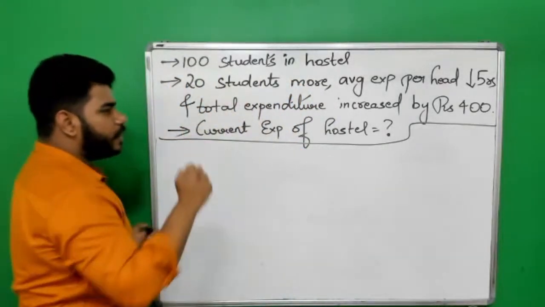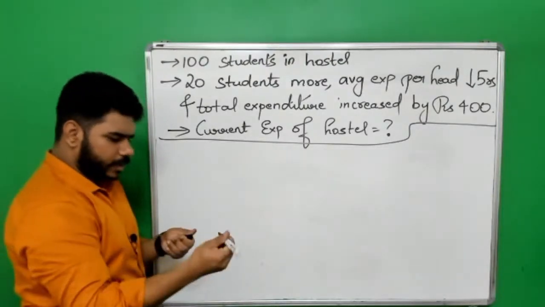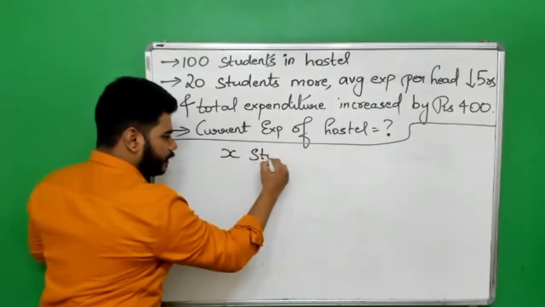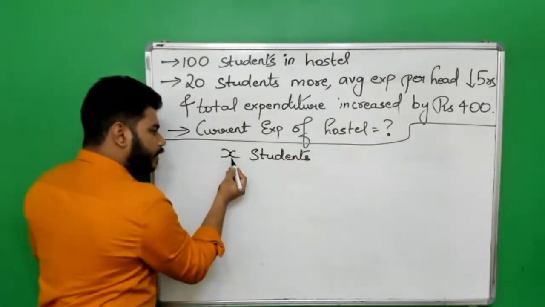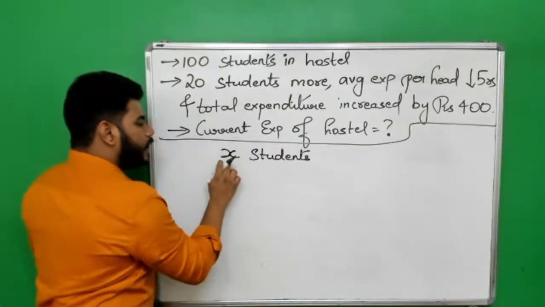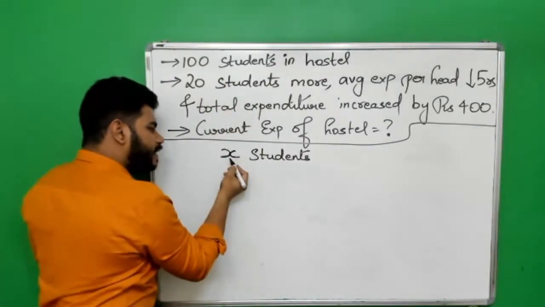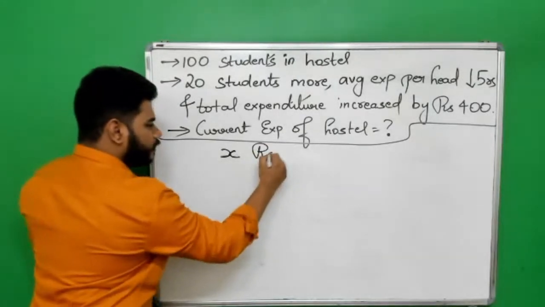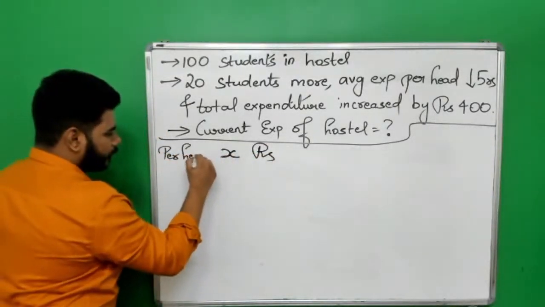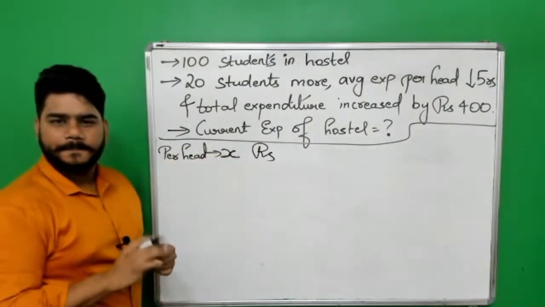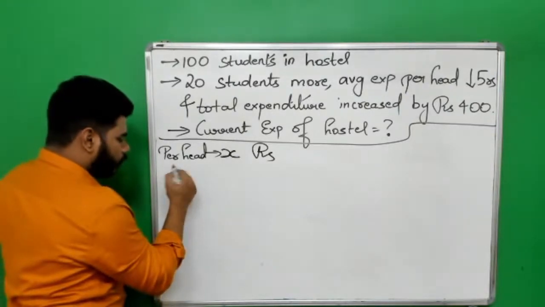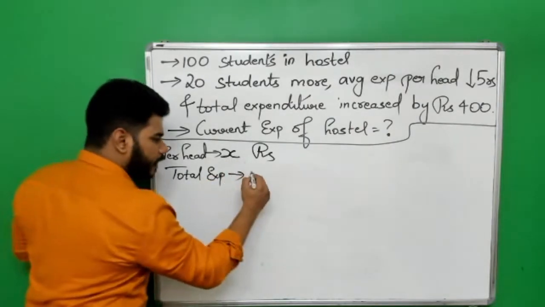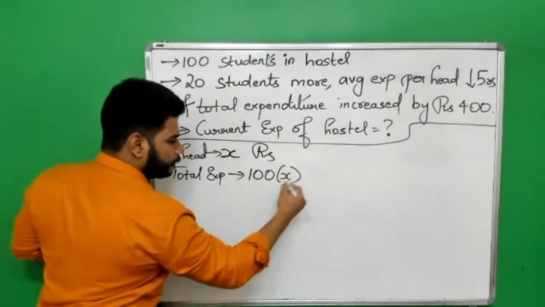Clear? Now, total expenditure increased by 400, current expenditure of the hostel. There were 100 students initially, so let me say each and every student was paying X rupees initially. So X rupees is nothing but the cost per head. Clear? So the total expense of the mess, if every student pays X rupees for 100 students, would have been 100X rupees.